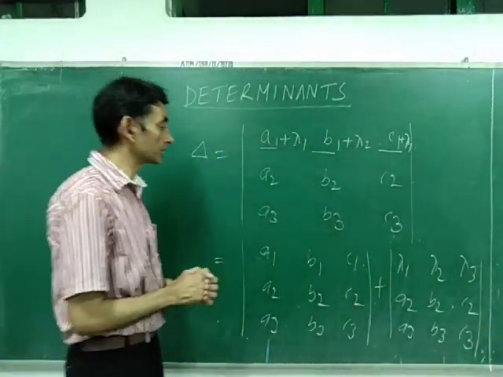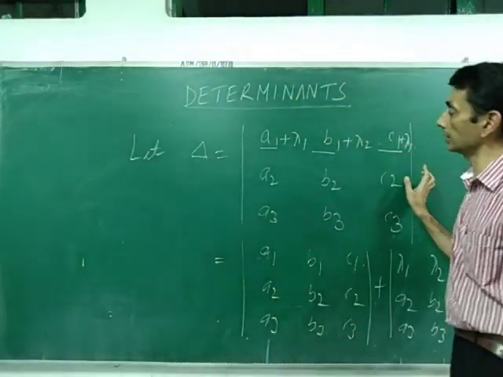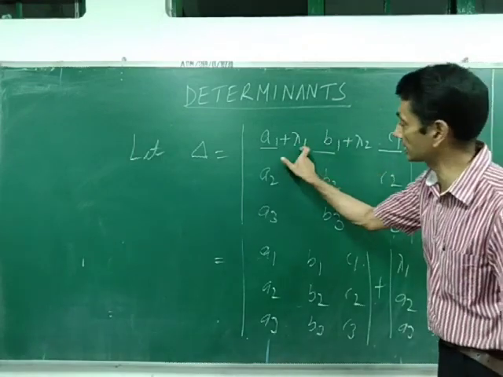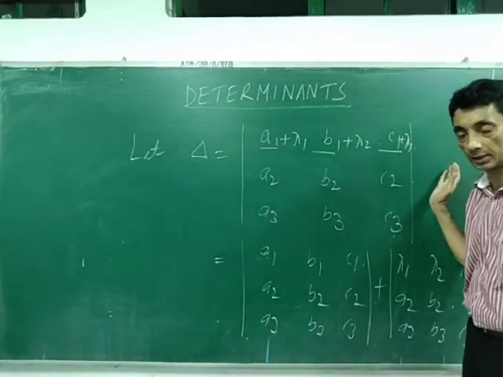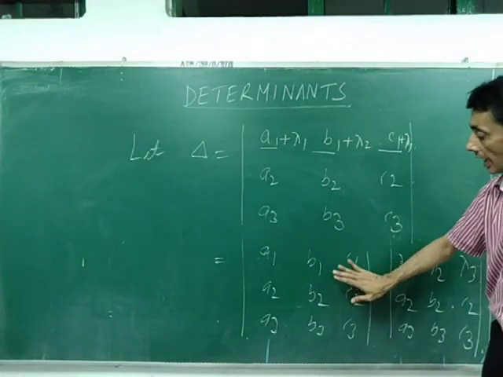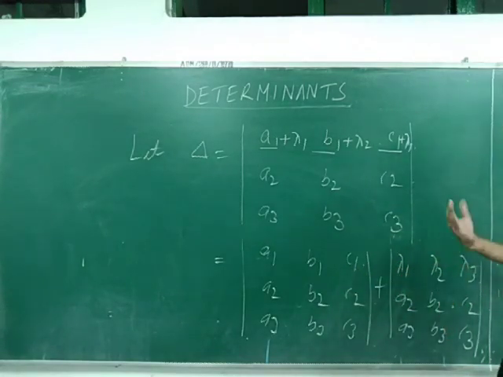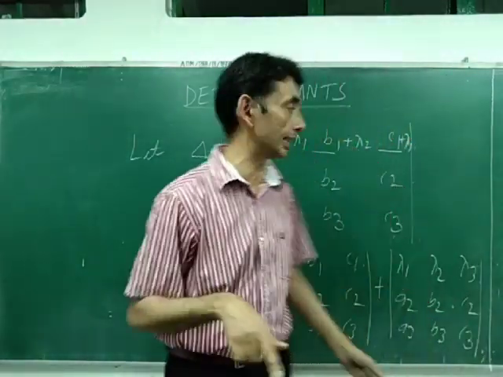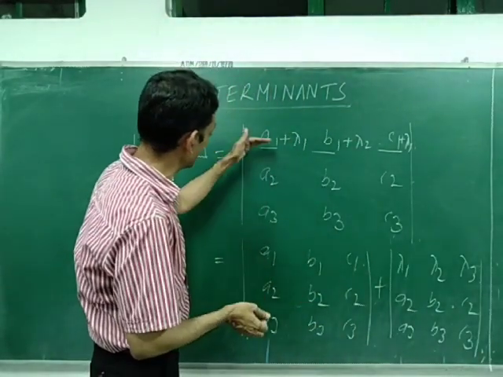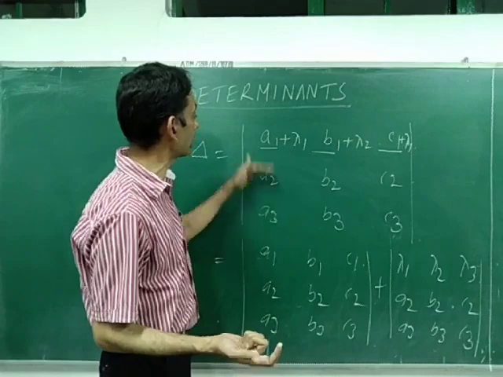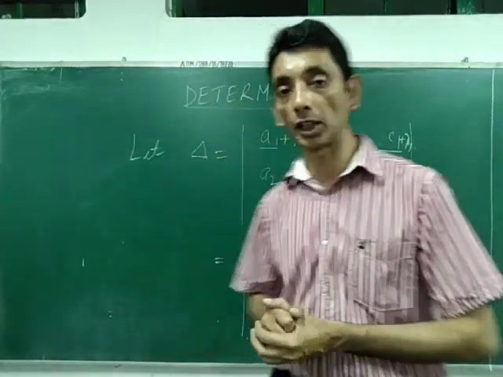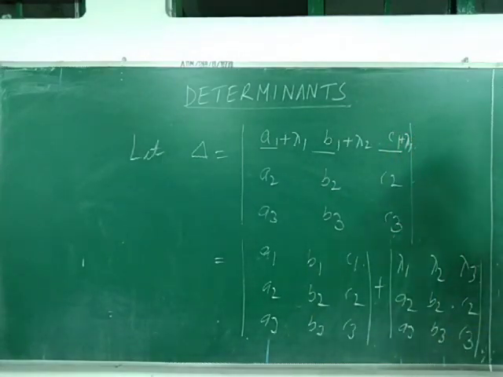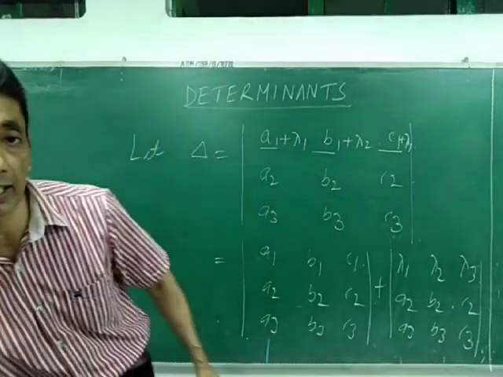So you can form the statement like this: in a determinant, if all the elements or some of the elements of one row or column are expressed as a sum of two or more numbers, then the determinant is expressible as a sum of two or more determinants. Now we are going to verify this property.